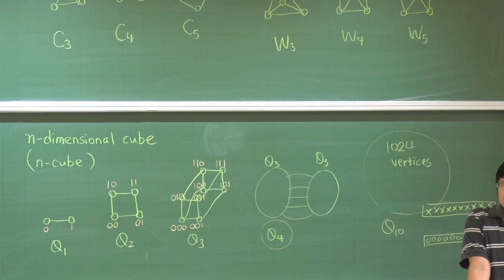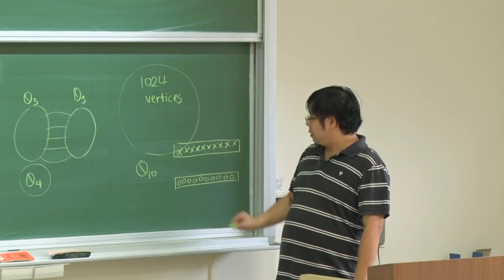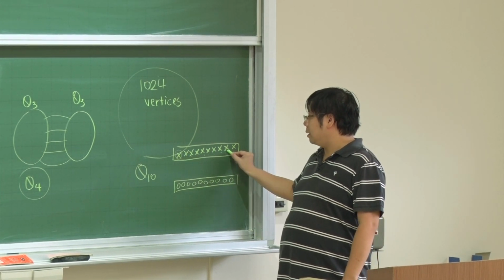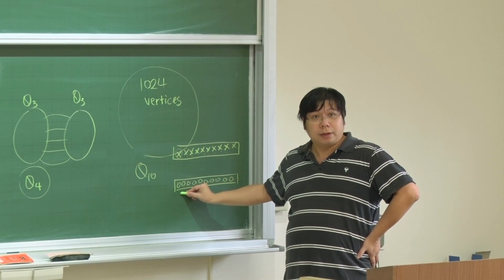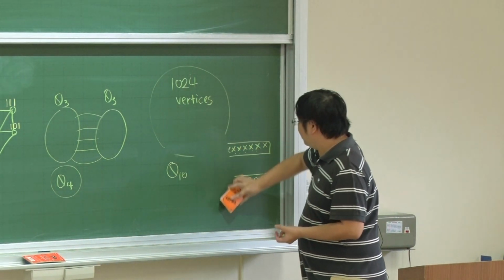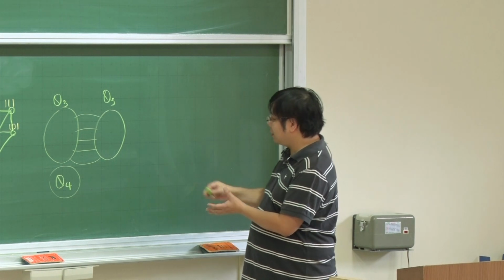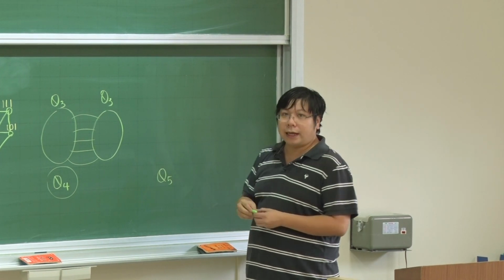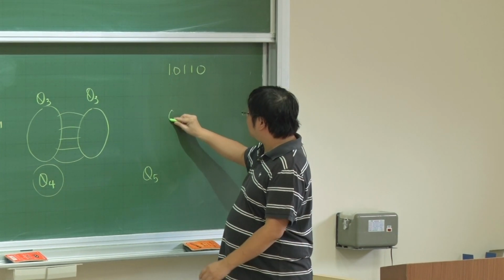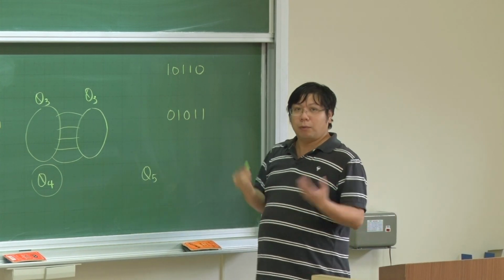Okay, so each one of us can be represented by a 10-bit string. And how to transmit a message? To transmit the message, I can try to change my bit string into something that looks like my friend's bit string. If it is not the same, I change from one bit to another. Let me just give you an example. Let's not use Q10. Q10 is too large. Let's use Q5. Assume that we're at Q5, and let's say my node corresponds to the string 10110, and my friend's string is 01011.